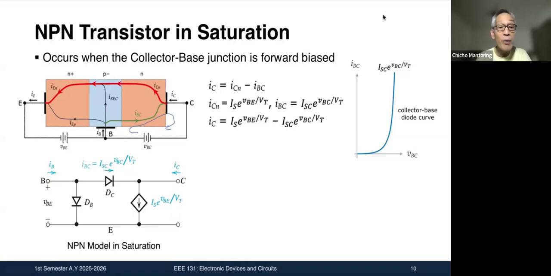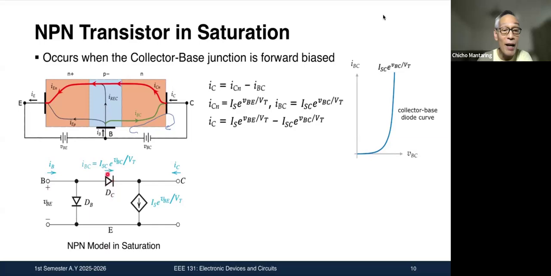When your collector-base is reverse biased, the current through this diode will be the reverse saturation current. It will be flowing in the opposite direction, and it will be very, very small, so that this is practically now an open circuit. So if this is an open circuit, what is this model? This is just our Shockley model for the transistor in forward active mode.